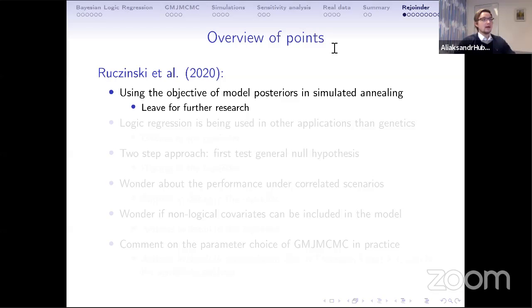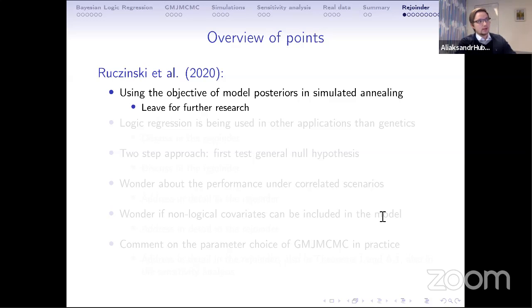Thank you, Michele, and thank you all of the discussants. So today I'm going to present the overview of the critical and other points made by all of the discussants. And then I will provide some additional simulation studies and prediction-driven examples and a summarization of this rejoinder. To begin with, I'd like to address the points made by Ruchinsky and his colleagues.